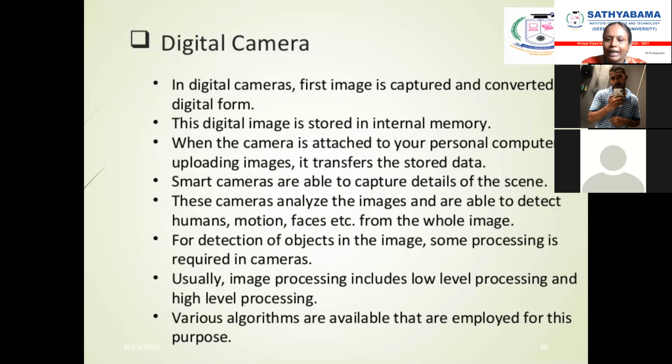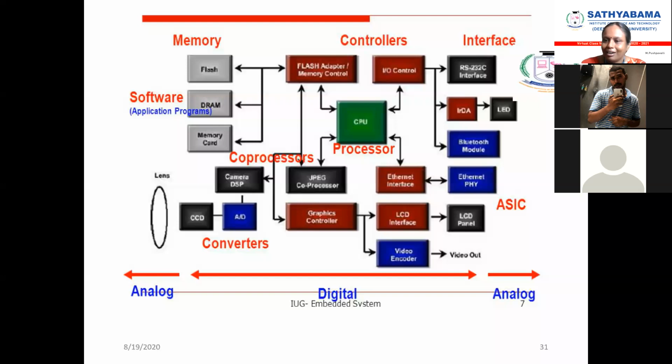A smart camera can capture details of the scene: when and where you have taken it, date, timing, everything. There will be a clock, so you can know at what time and on what date you took the picture, and that is also embedded in the images. Not only images, we can take videos also. This is the digital camera we use in day-to-day life, and you can see its embedded system.